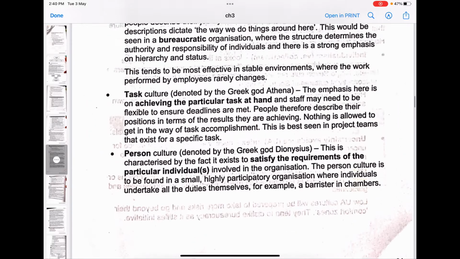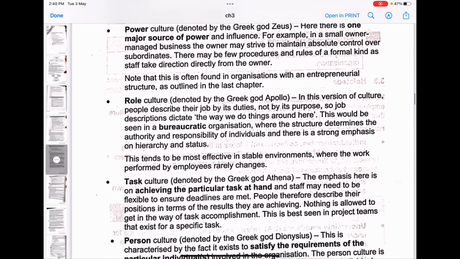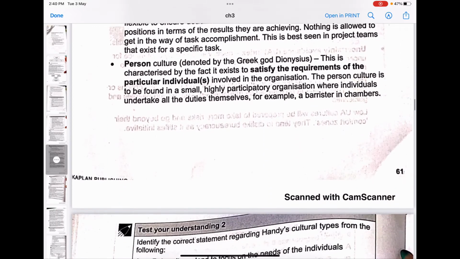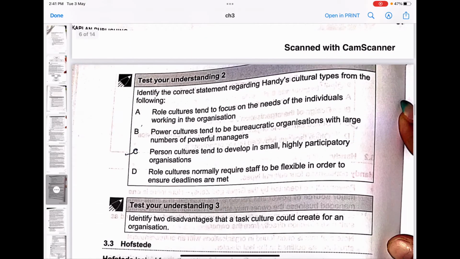Denoted by the Greek god Dionysus. So we've done the cultures by Handy. There are four cultures. Power culture, which is denoted by the Greek god Zeus, focuses on power. Role culture, denoted by the Greek god Apollo, is based on the role and is seen in bureaucratic organizations. Then we have task culture, denoted by Athena, which is based on achieving a particular task at hand. And then we have person culture, denoted by the Greek god Dionysus, to satisfy the requirements of particular individuals.